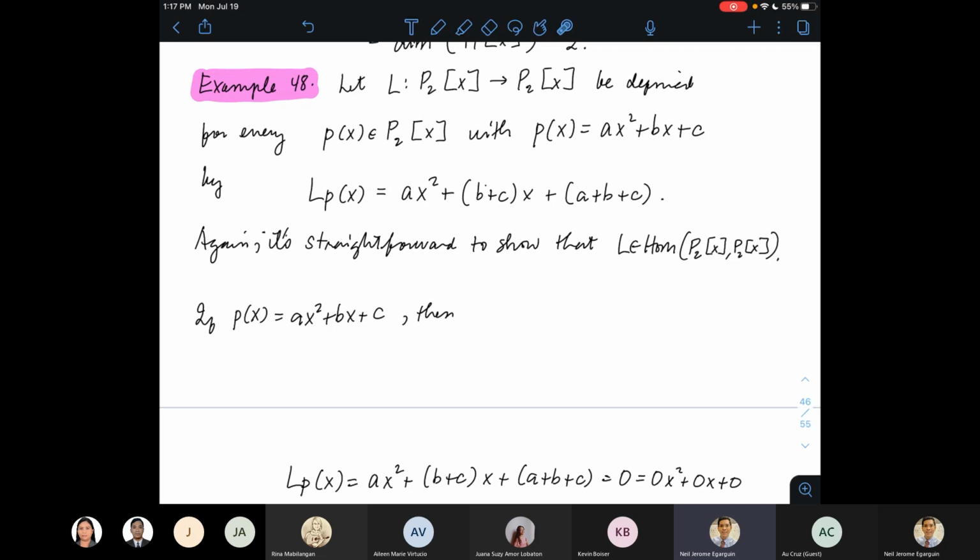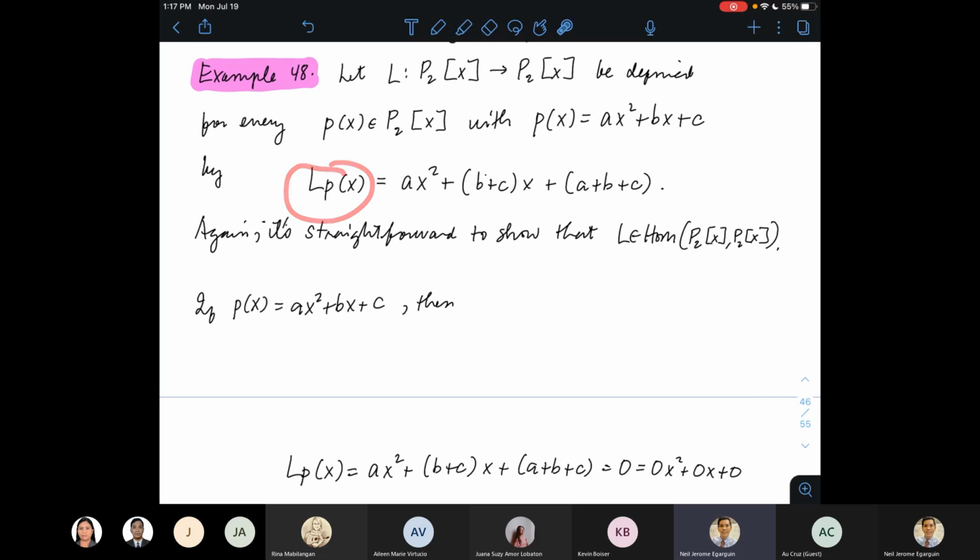So for any element of P2 bracket X with generic form ax squared plus bx plus c, where a, b, and c are real numbers, I will define L of p(x) to be ax squared plus (b plus c)x plus (a plus b plus c). Again, it's straightforward to show that L is indeed a linear transformation from P2 bracket X to itself. Okay, and then let's look at the kernel of L.